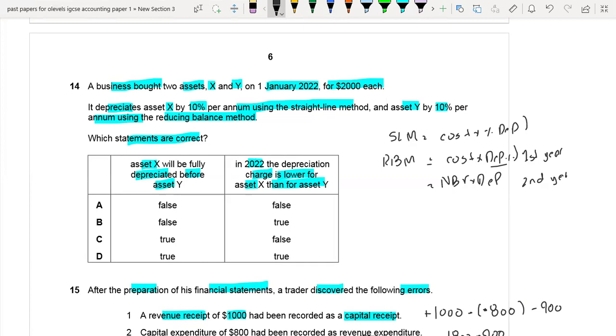So it means that C is true and this is false. So C option is the right option. Okay.